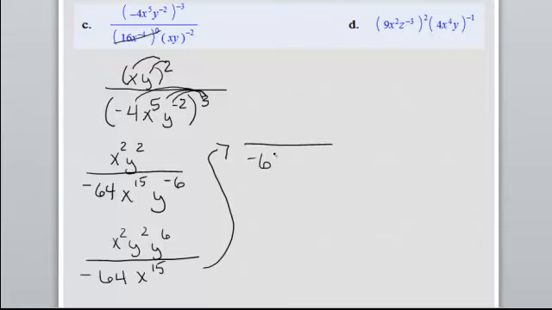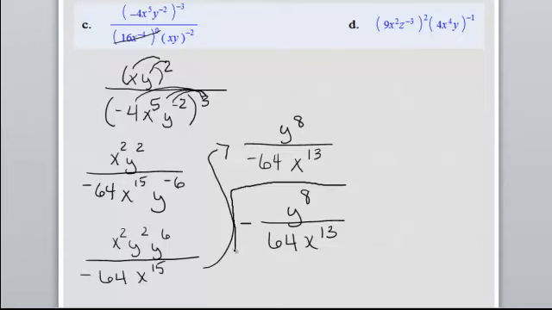So for x's, we're going to have 13 of them left in the denominator. In the numerator, we have y squared times y to the 6th. We're multiplying like bases, so we add the exponents. Y to the 8th. You can also write this as y to the 8th over 64x to the 13th with the negative either stuck outside, or you could even put it in front of the y to the 8th. Normally, you would not leave it in the denominator. You would either put it out front or put it in the numerator.